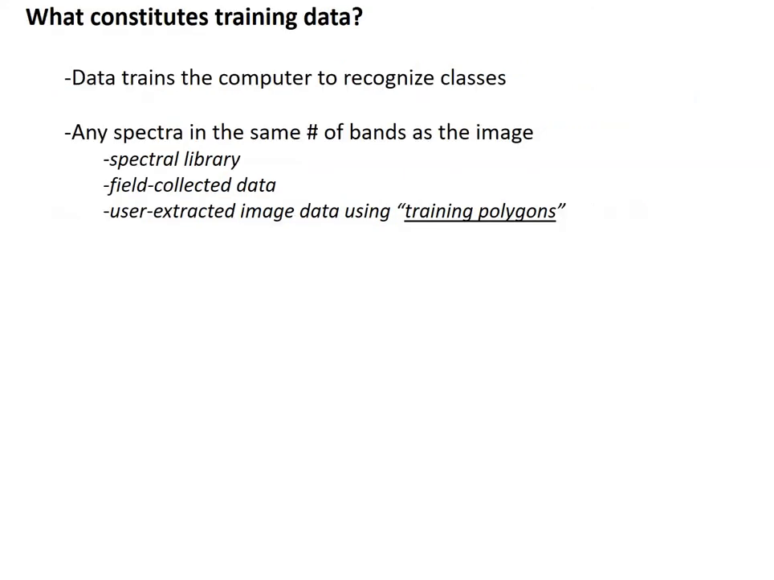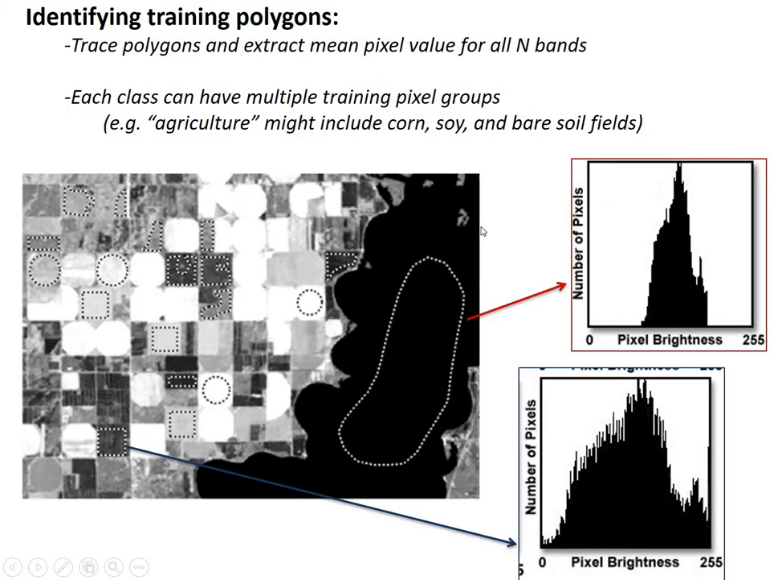So what is training data? It can come from different places, and really it can be anything, any of your inputs. In this example, we're going to show you how to use user-extracted image data. Basically, we're going to go to the image, we're going to go to surfaces, areas of the image where we know it's one of the user classes, and draw a polygon around it. So here's what that might look like, right?